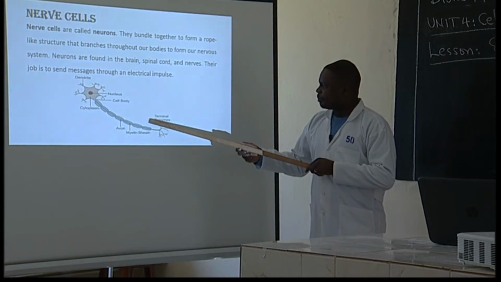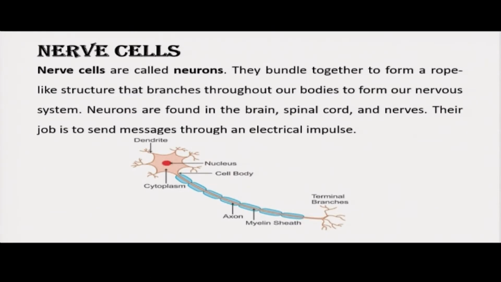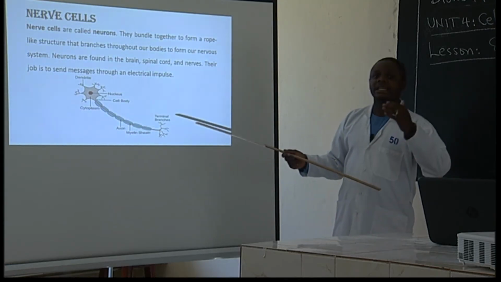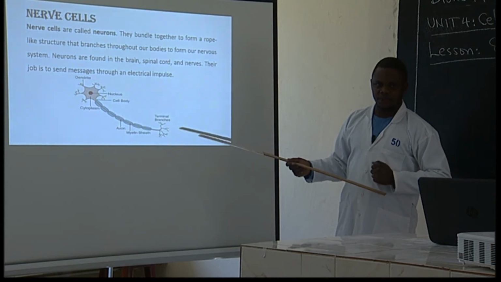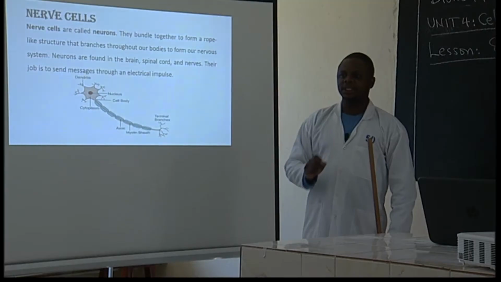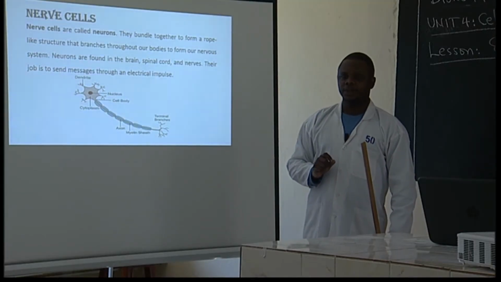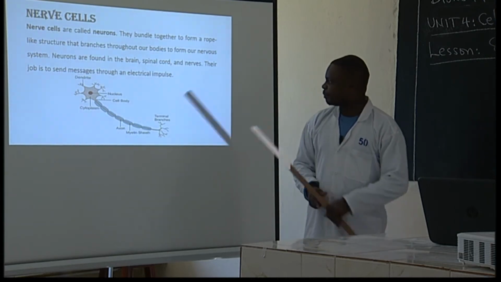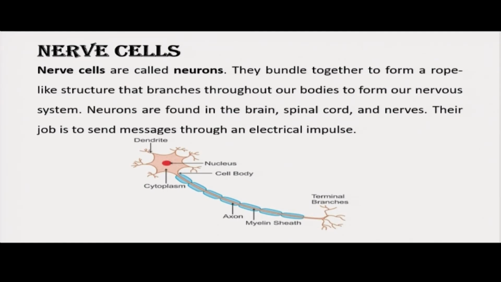This is an example of a nerve cell. We can even call it a neuron. You can see it has different parts, and these parts perform different functions. The function of nerve cells is to transmit nerve impulses from one part of the body to another part of the body or to the central nervous system. As you see here, it has what we call dendrites. The function of dendrites is to receive nerve impulses.